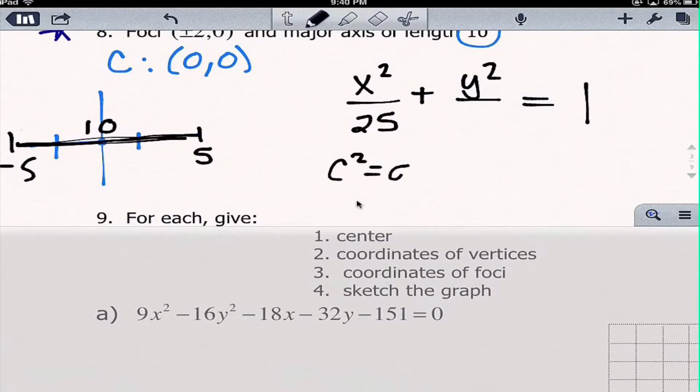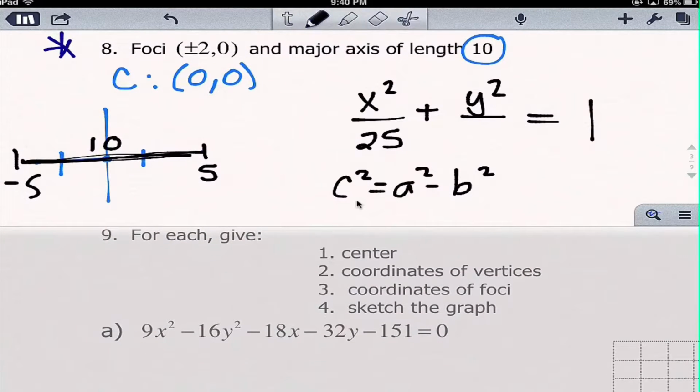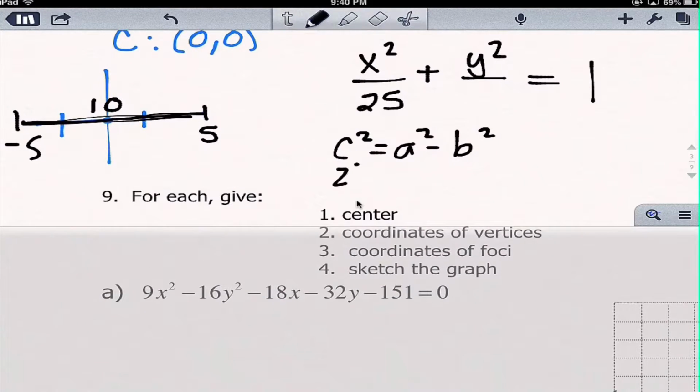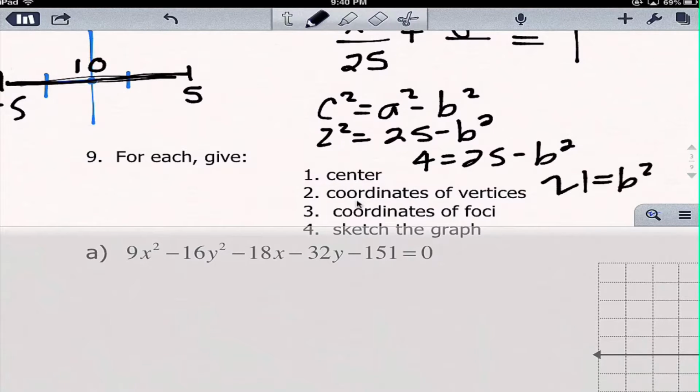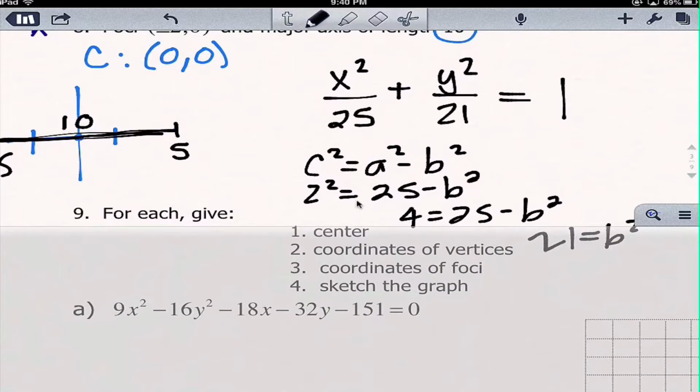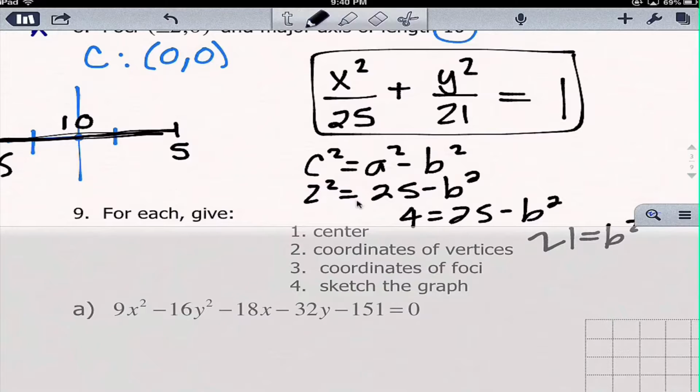I'm going to use c squared equals a squared minus b squared. We can see that the foci are 2 away. So 2 squared equals 25 minus b squared. So I get 4 equals 25 minus b squared. I end up getting that 21 is b squared. So I'm going to go ahead and put 21 as my denominator. And this would end up being our equation.